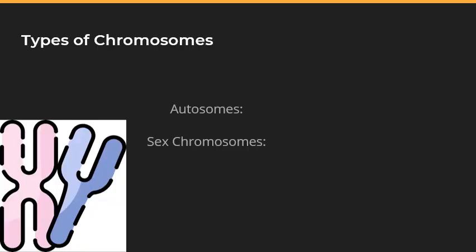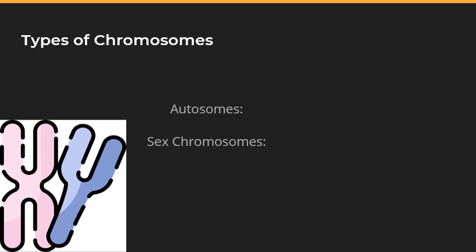Chromosomes are classified into various types based on their characteristics, size, and role in an organism's genetic makeup. We're going to go over some common types of chromosomes. On this slide, we will talk about autosomes and sex chromosomes. Autosomes are non-sex chromosomes. In humans, there are 22 pairs of autosomes. They carry genetic information related to general body traits and functions. Autosomal chromosomes are the same in males and females.